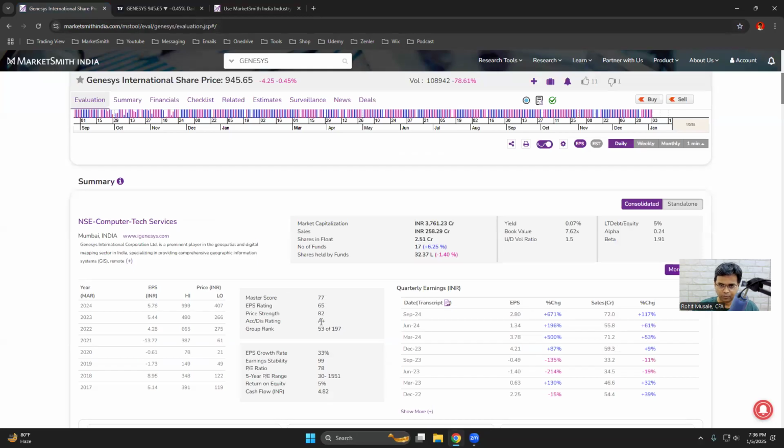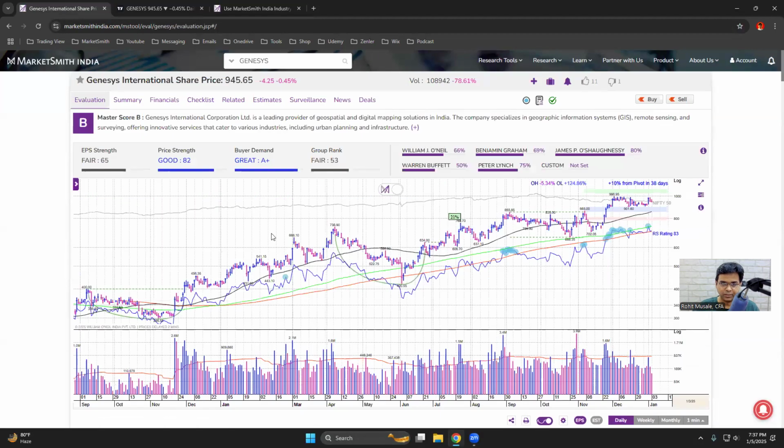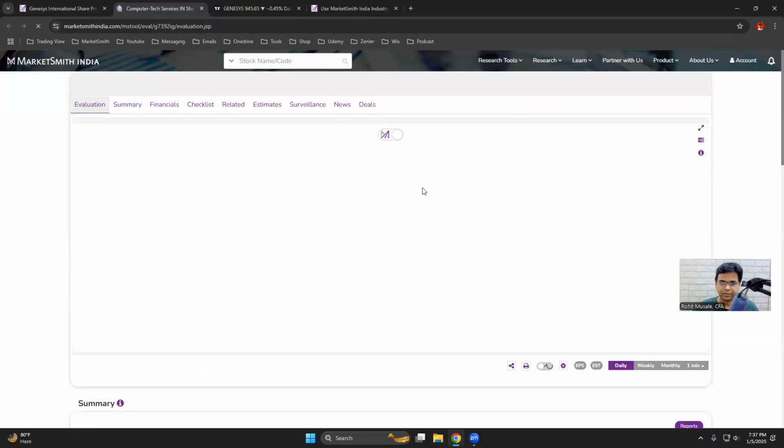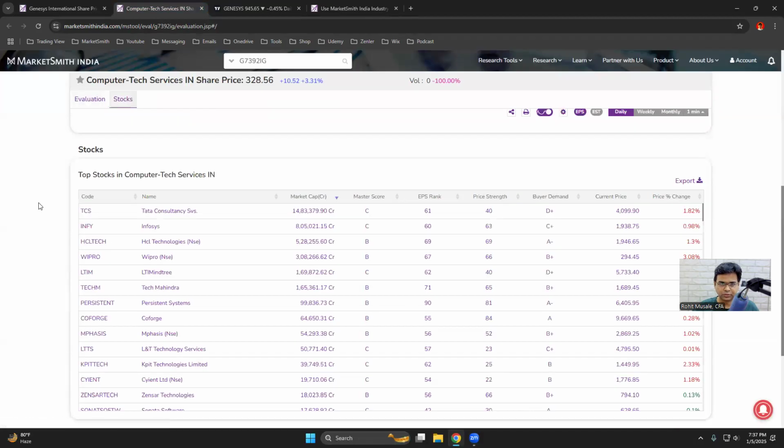So out of 4 factors, 82, A, the group rank and the industry strength, 3 out of 4 are in our favor. So we can say the stock is comparatively strong, not very strong. So now we have a stock which is comparatively, technically, and fundamentally strong. But wait, there is one thing we need to look at, which is within the industry, where does the stock stand? We want to put our money in leading stocks, right? So go here, check stocks. Now see TCS, Infosys, HCL Tech, Wipro, LTIM. These are the top 5 stocks as per market capitalization.